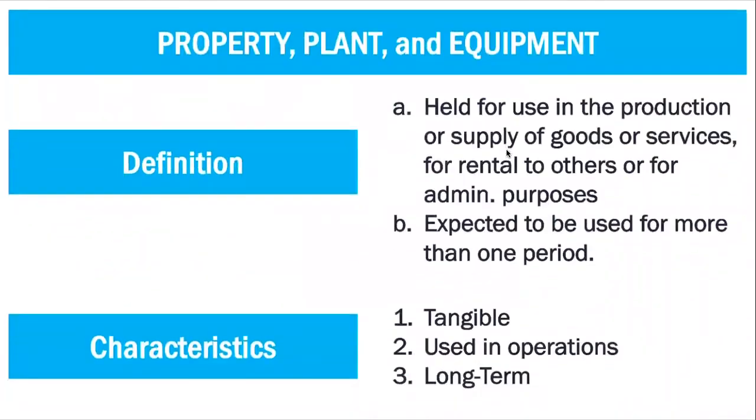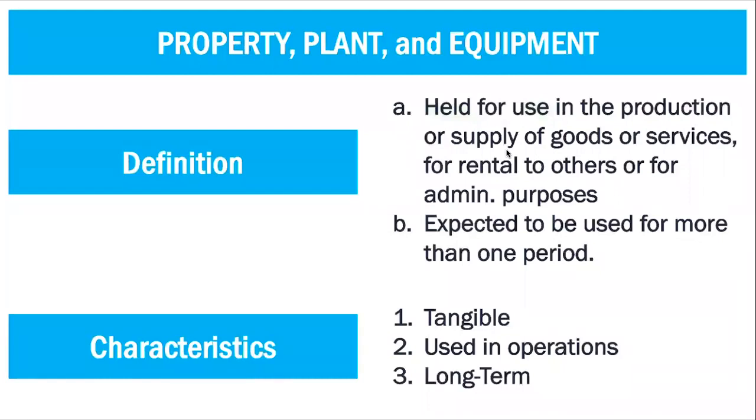So what is a property, plant, and equipment? A property, plant, and equipment is defined as a property that is held for use in the production or supply of goods or services, for rental to others, or for admin purposes. Take note, it must be held for use in the production or supply of goods or services, it is held for rental to others or for administrative purposes.